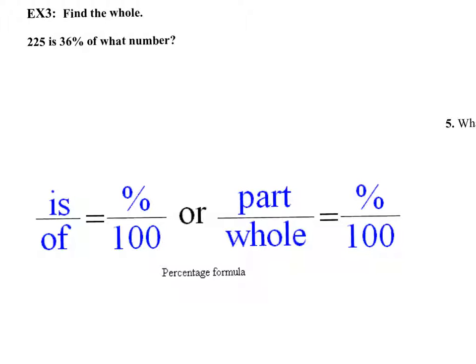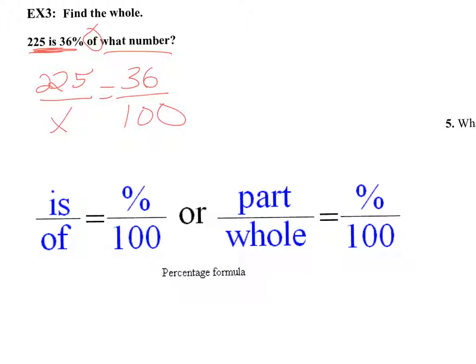Now, to find the whole, the way we would do this is very similar. We'd still use our proportion. So we have 225 is 36% of what number? So we are trying to find our whole. So that's where the word of comes from. So in this case, I'm going to put the 225 as my part, and then I'm looking for the whole, equals 36 over 100.